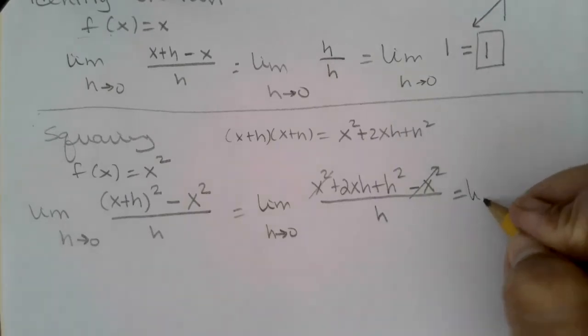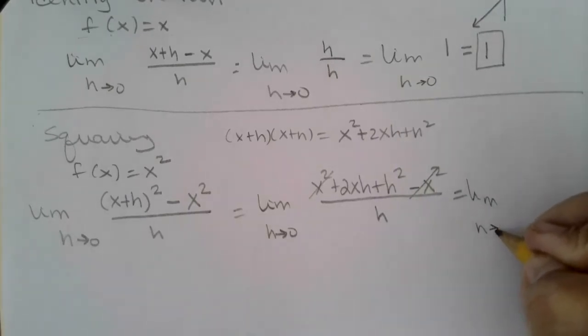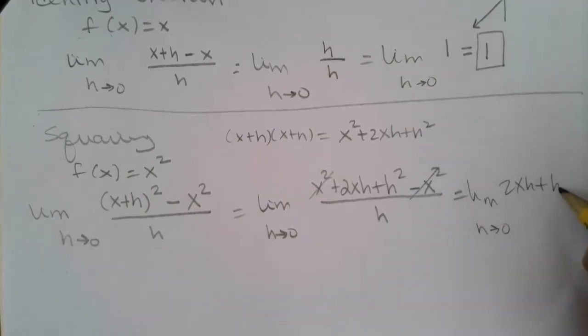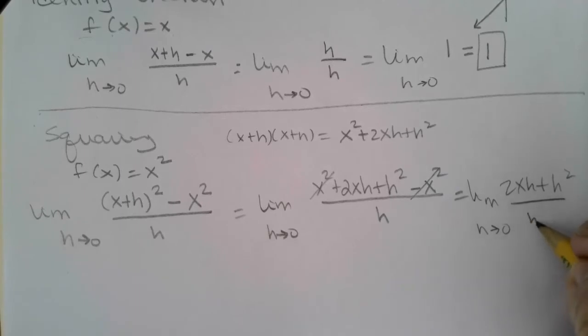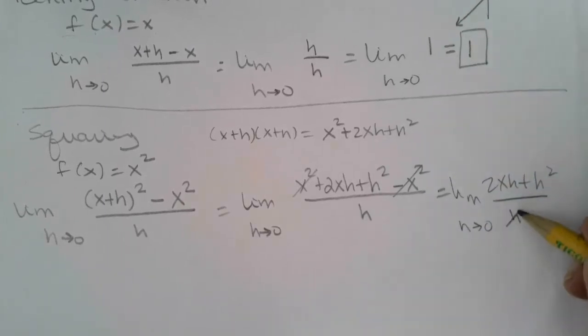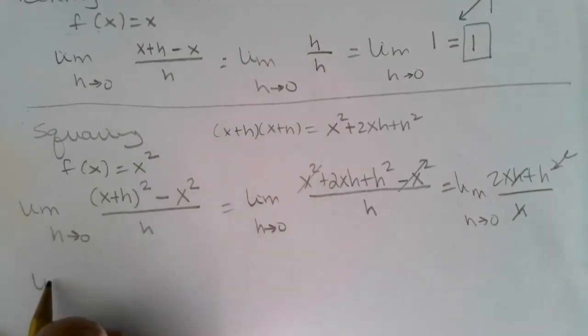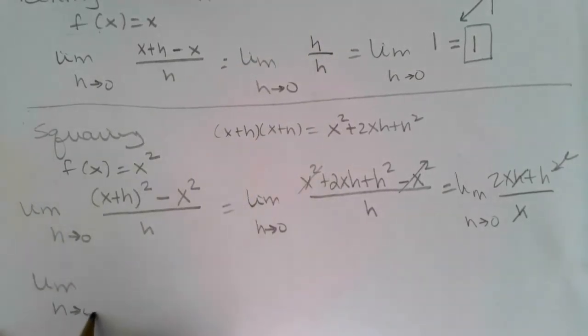So it looks like we're doing the limit as h goes to 0. What do we have up there? 2xh plus h squared over h. So cancel an h because everybody has one to give. And now we can do the limit. H goes to 0.